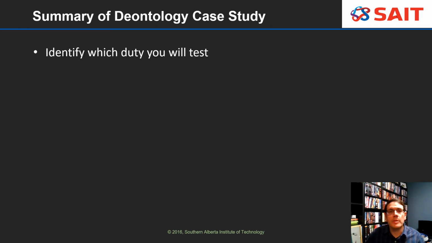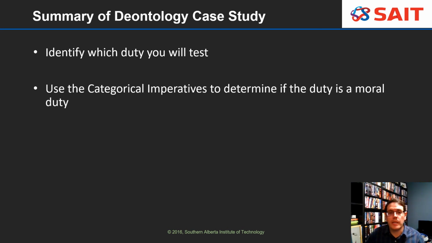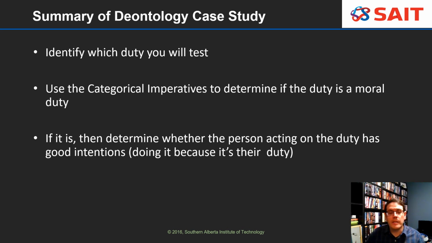In summary, when doing a deontological case study, the first step is to identify which duty you'll test. You use the categorical imperatives to determine if the duty is a moral duty. If it is, then determine whether that person's acting on the duty has good intentions. In other words, are they doing it because it's their duty, or are they doing it for another reason?